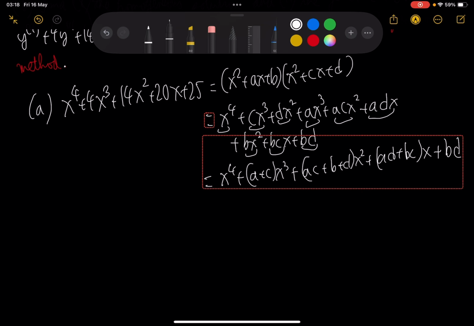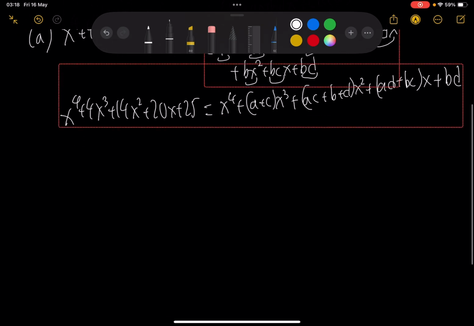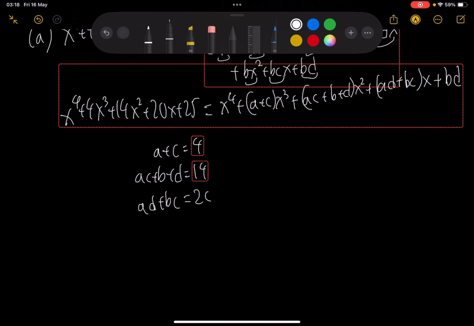And then we are going to compare the coefficients. You can see 1 is equal to 1, we do not need to write that. And then you get a plus c equal to 4, and then ac plus b plus d is equal to 14, and then ad plus bc is equal to 20, and then the constant term bd is equal to 25.